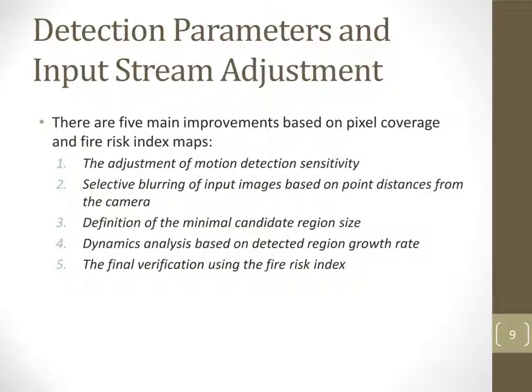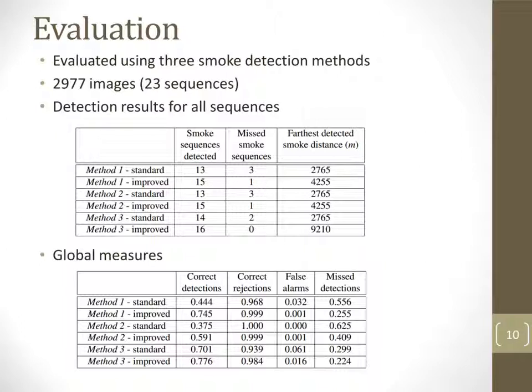The next improvement is dynamics analysis based on detected region growth rate. It is possible to define upper and lower growth rate thresholds taking into account the estimated size of the detected region. We can safely eliminate the regions that grow or shrink at speed greater than 5 sigma. The last is the final verification using fire risk index. Candidate regions are additionally verified by using fire risk index map in order to produce more certain final decision.